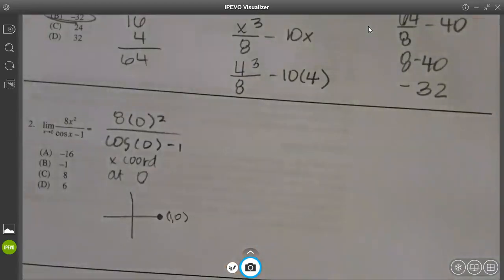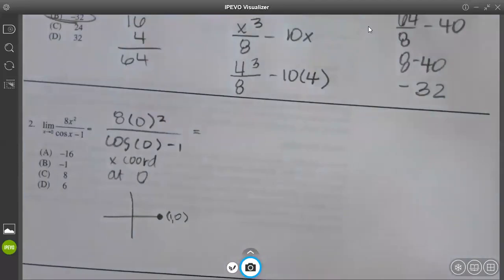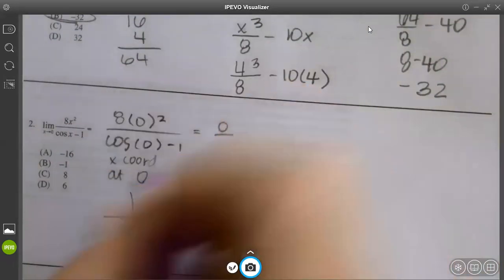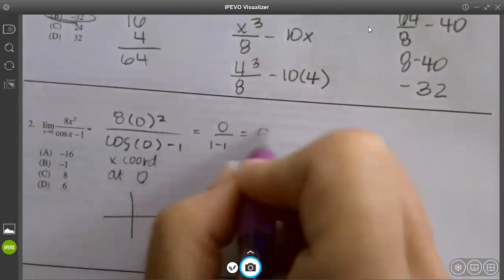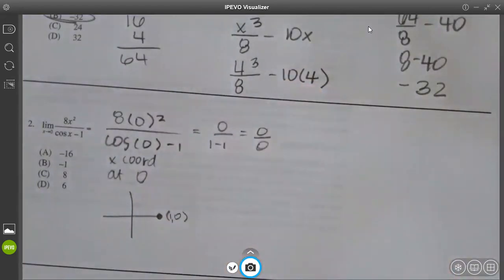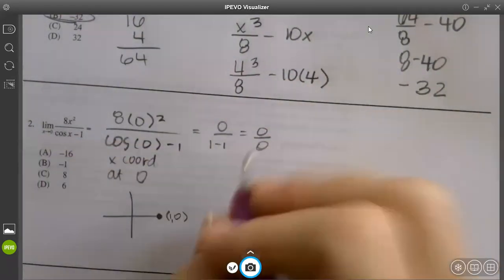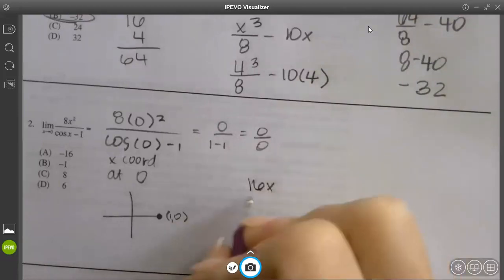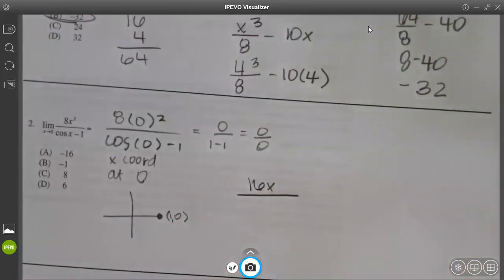So what's our x coordinate? 1. So on the top, we're going to have 0, and then we're going to have 1 minus 1, or 0 over 0. This is an indeterminate form. The easy way to do this is L'Hôpital's rule, where you take the derivative at the top and the bottom. I wouldn't try to do anything crazy. I would just go ahead and take the derivative. So on the top, what's your derivative of 8x squared? On the bottom, the derivative of cosine x minus 1.